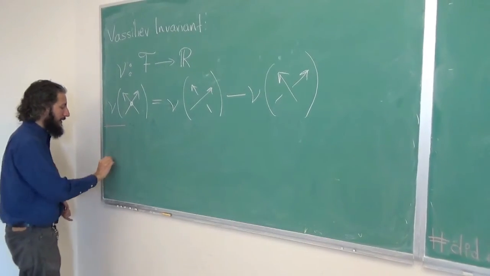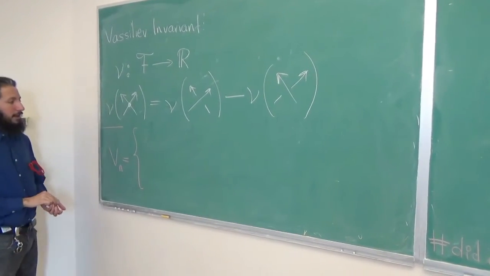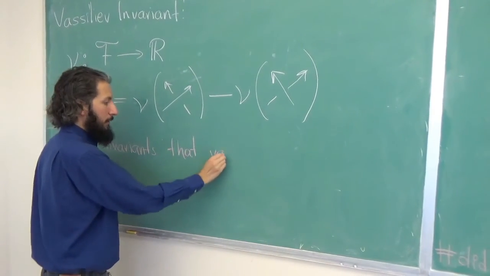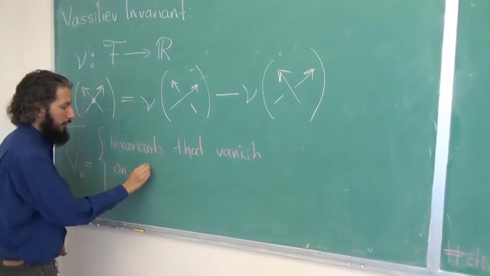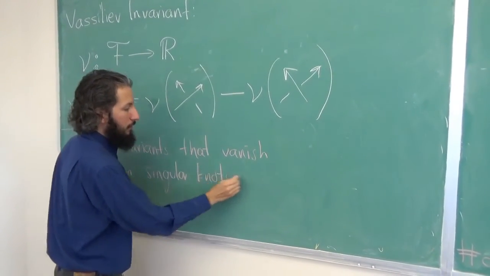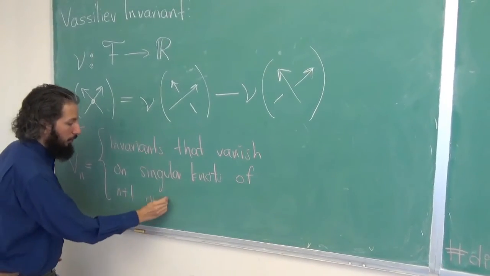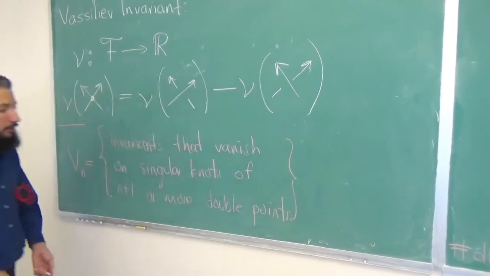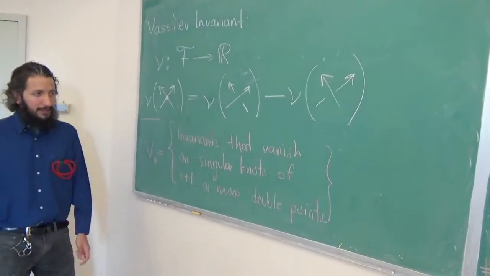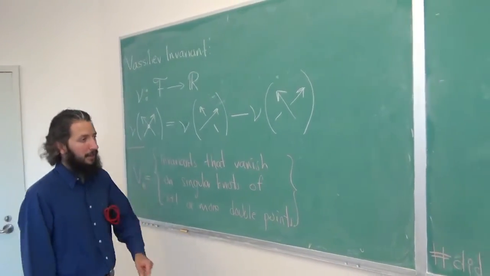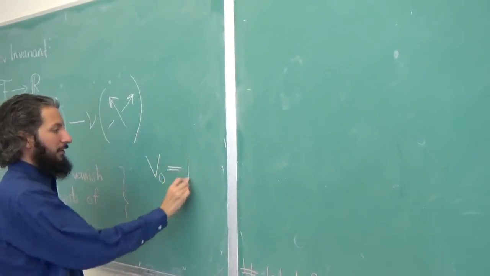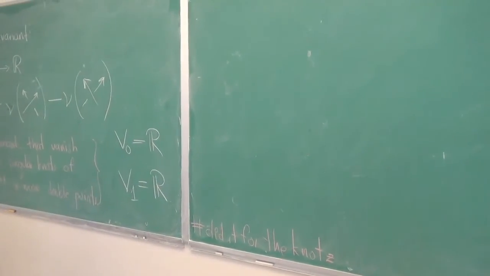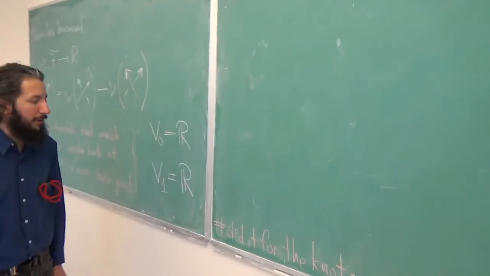And the Vassiliev invariants are stratified in the following spaces. The invariants that vanish on singular knots of n plus one or more double points. This is a very useful way to stratify the space of Vassiliev invariants, and actually the challenge is to understand these spaces. The first space, V0, is actually R, and V1 is actually R again. So the first space where we have a non-constant invariant is V2.